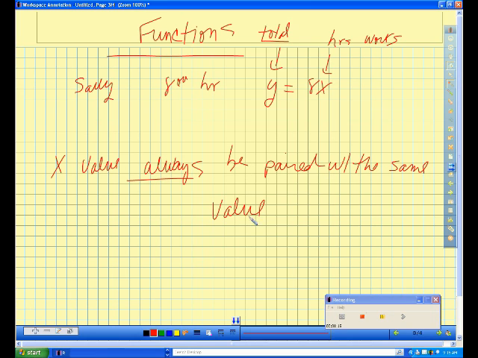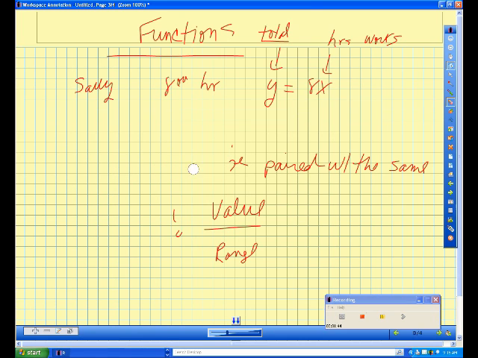And I should also remind you that x values we actually call domain, and y values we actually call range. So basically, if you have an x value, aka a value from the domain, it's always paired with the same y value, aka from the range. What do I mean by that? Well, if I put any value in for x, I'm always going to get the same y value out.